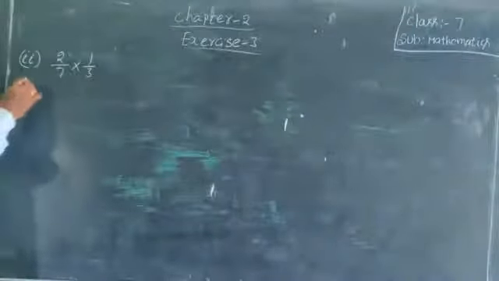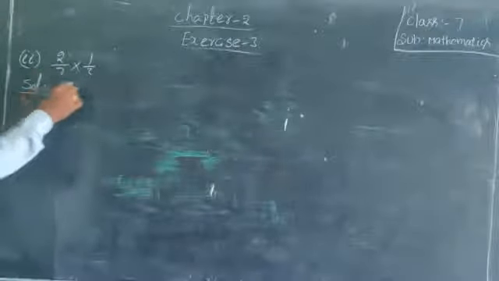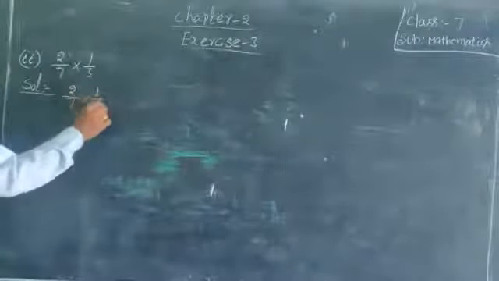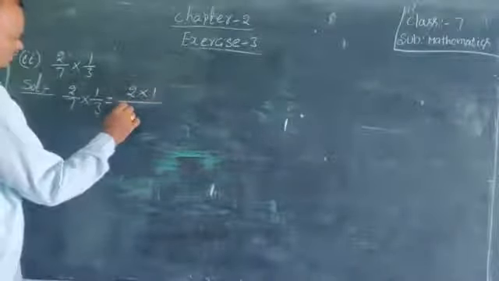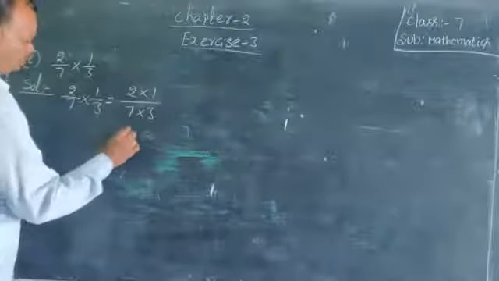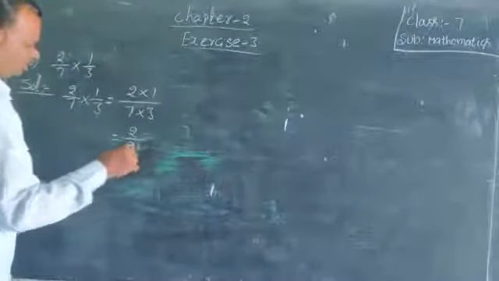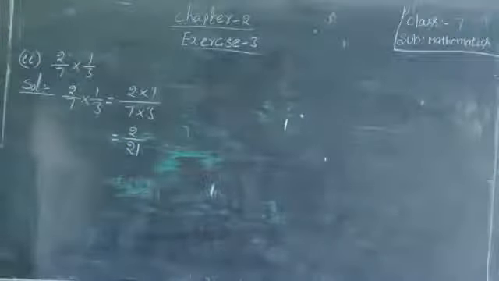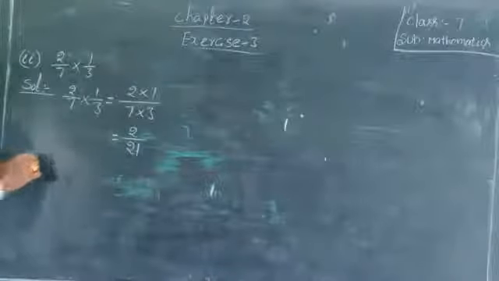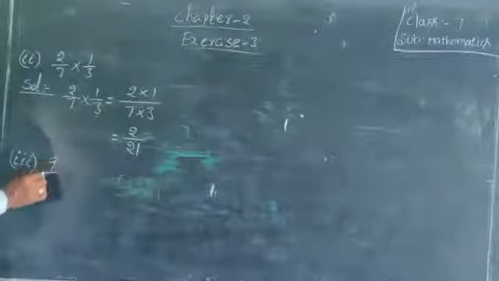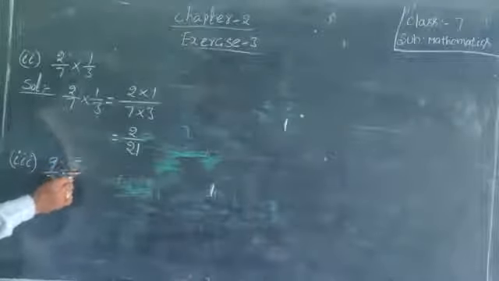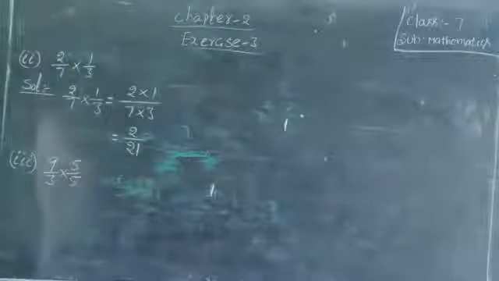So solution. 2 by 7 into 1 by 3 is equal to, now we are multiplying the values 2 into 1 by 7 into 3. 2 1s are 2, 7 3s are 21. 2 by 21. And the third one, 9 by 3 into 5 by 5.